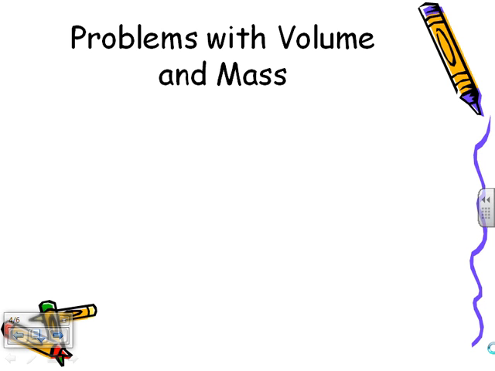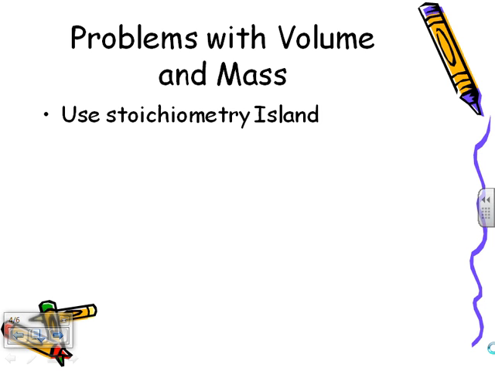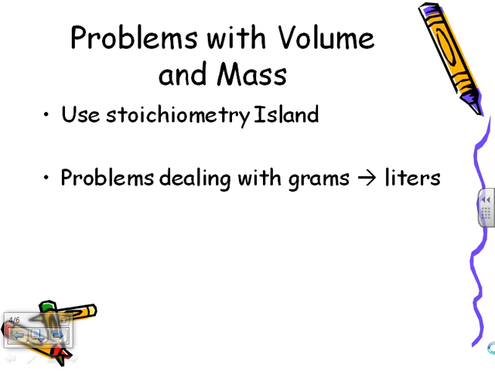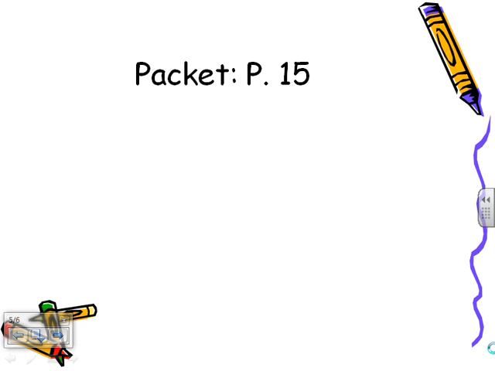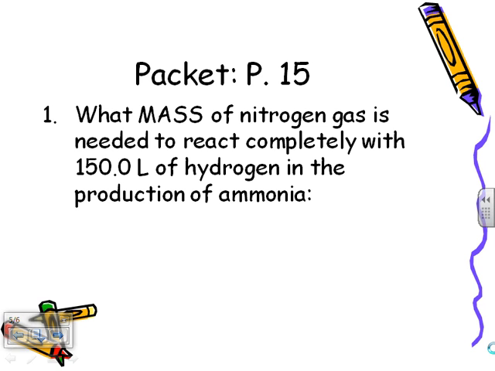If you have a problem dealing with volumes and mass, then you have to use your regular stoichiometry and do the 3-step process. These are problems dealing with grams to liters and liters to grams. We just use one of the other legs of the stoichiometry island that you have. So you'll want to have that out for this section, to follow along, also to work out these problems. Might be a good idea to have that out. Let's take a look at your packet, page 15.